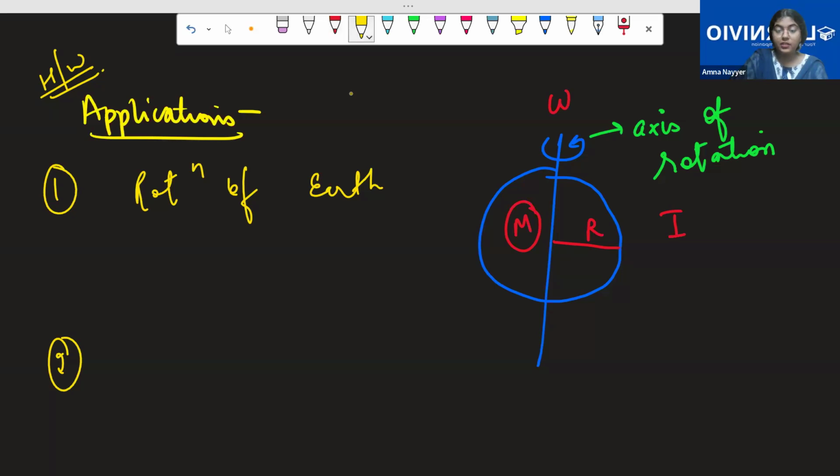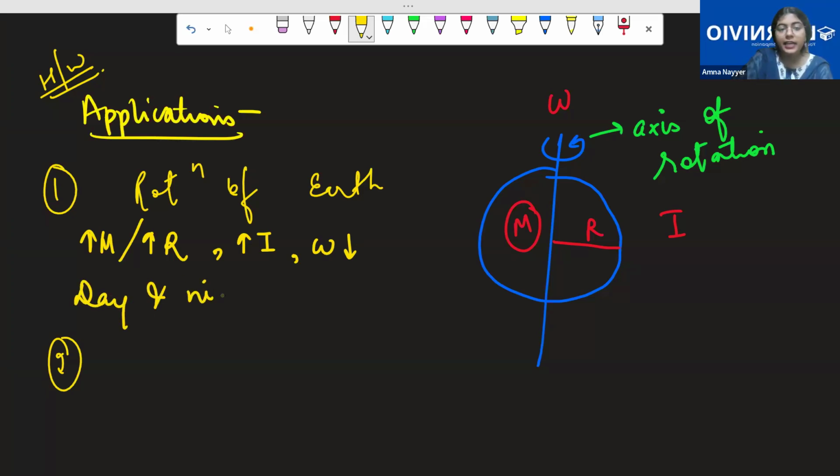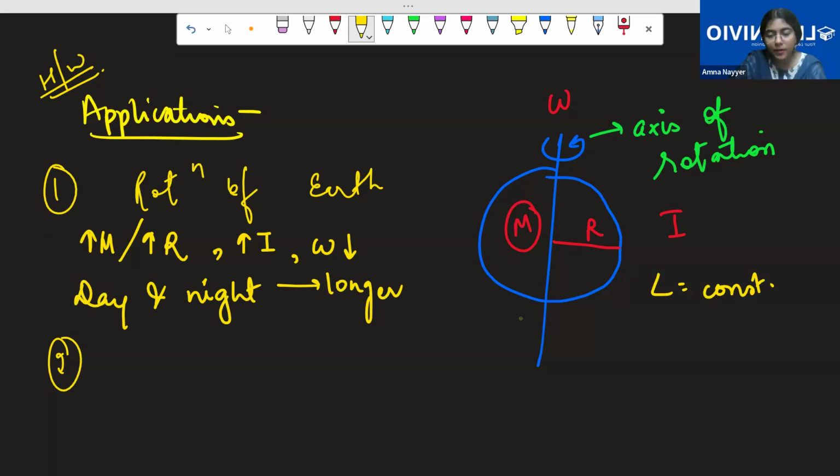Now, if you increase the radius of the earth, what will happen? The moment of inertia will increase, or even if you increase the mass of the earth, moment of inertia will increase. If moment of inertia increases, the angular speed of the earth will decrease. The speed with which it is rotating decreases, so day and night will be longer. Why will it decrease? Because angular momentum cannot change. Angular momentum will be constant because there is no external torque applied.